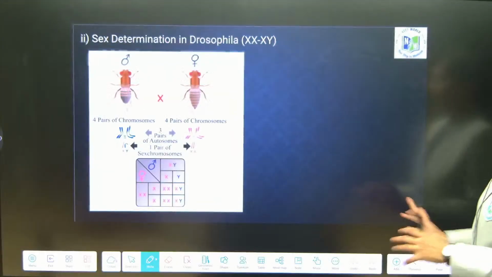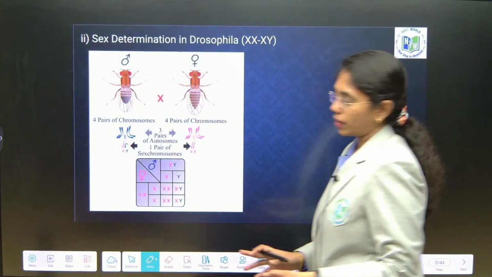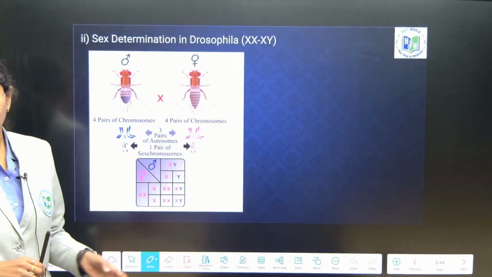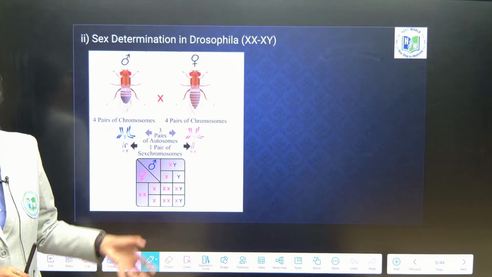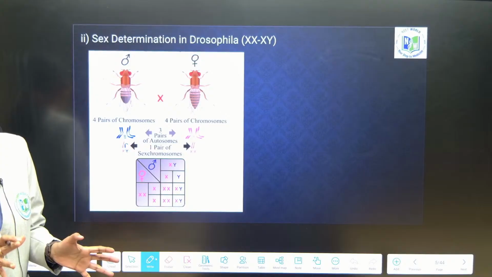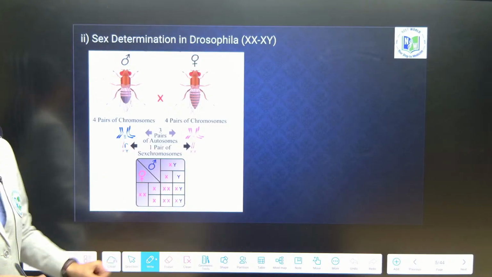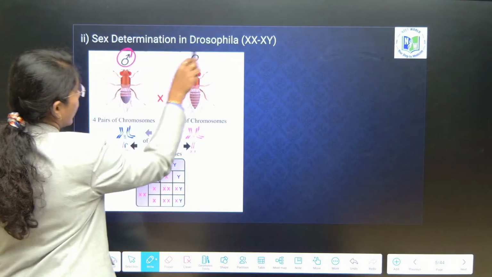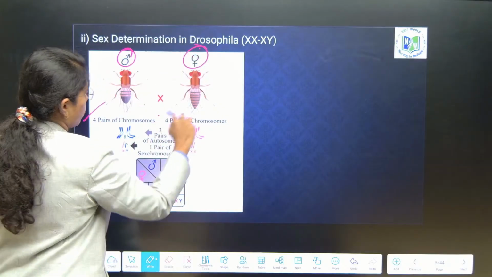Fine. Next you see sex determination in Drosophila. Same is the case you observe here. Drosophila melanogaster, that is fruit fly, has 4 pairs of chromosomes. In total it has 8 chromosomes in diploid set. You see male and female, 4 pairs, okay.